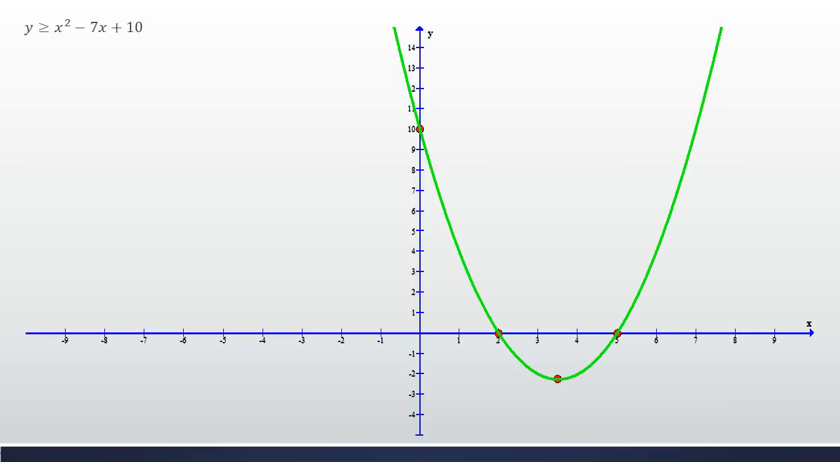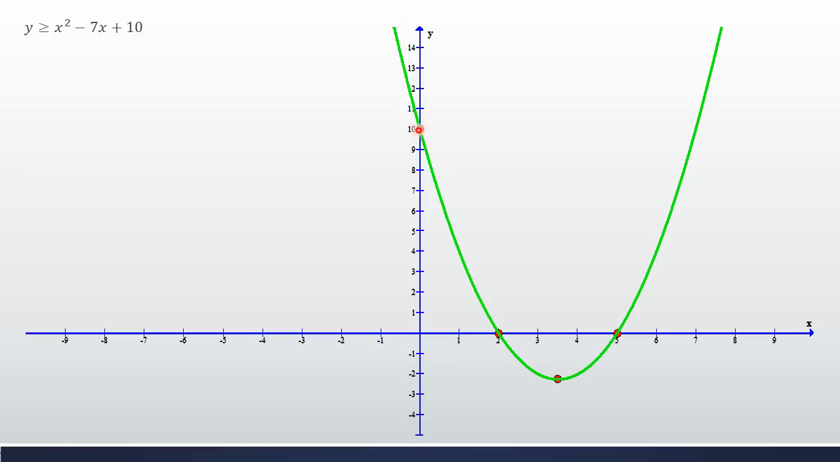Now it is a solid line because it is greater than or equal to, so that's why I use the solid line. And then since it is greater than, whenever you're thinking greater than or less than, look at the y-axis. You want all values greater than the parabola. So this is the parabola. To be greater than this, I want everything up here.